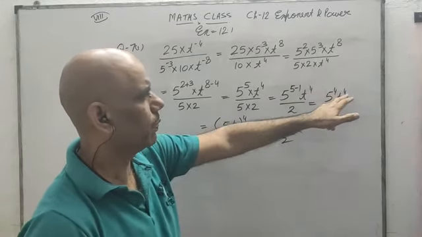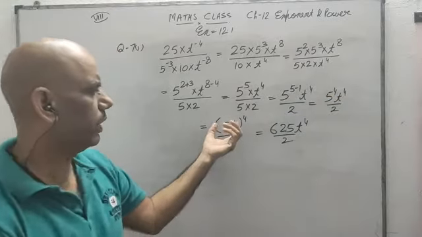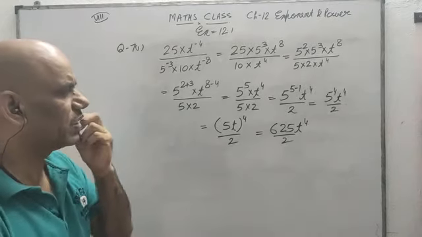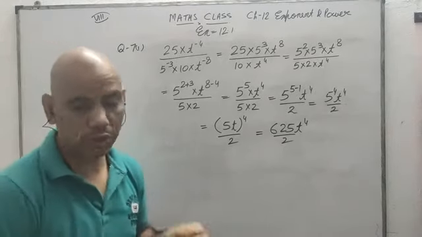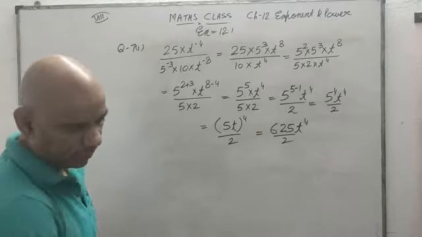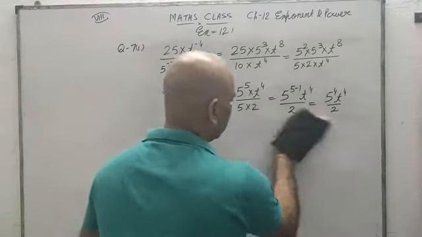Hence 5 to the power 4, 2 to the power 4 can also be written as 625 into 2 to the power 4 upon 2. So the same way is question number second, its second part is also exactly like this. Let us see.